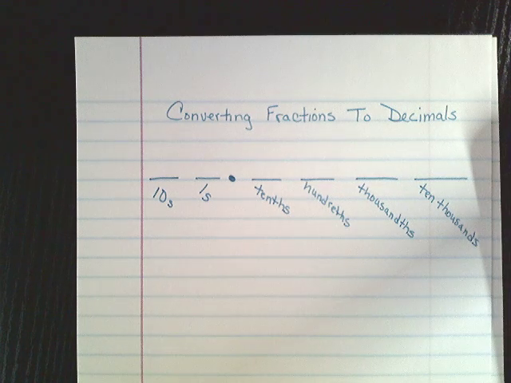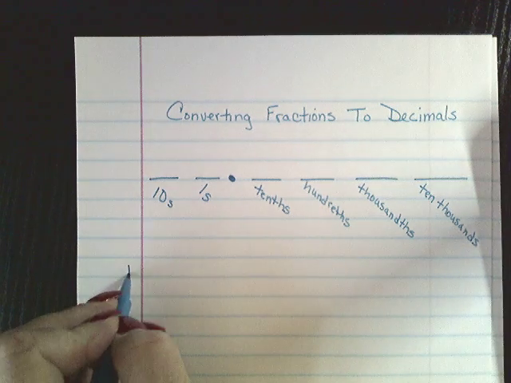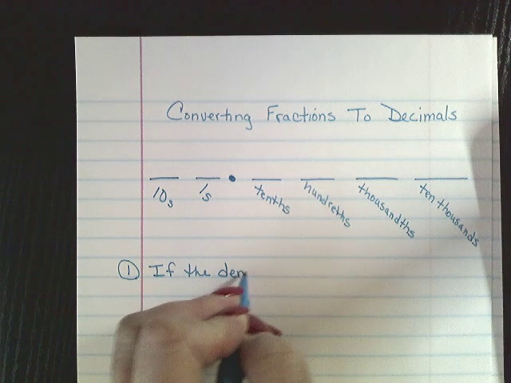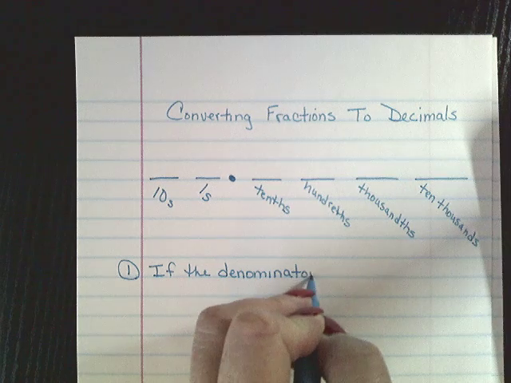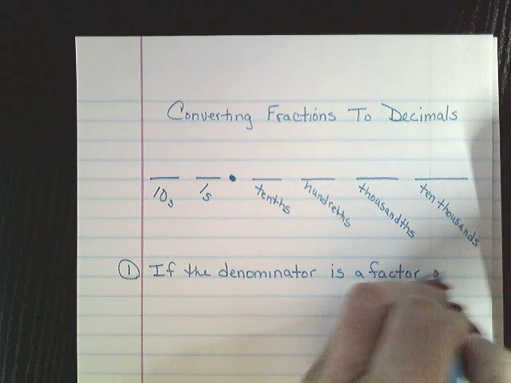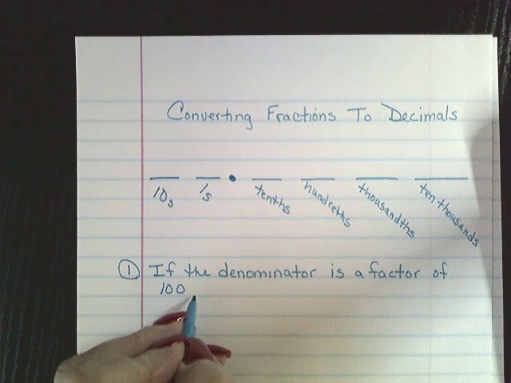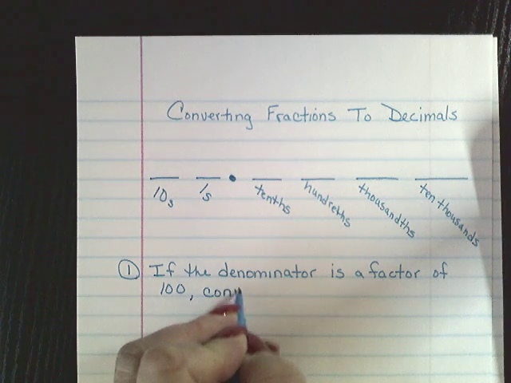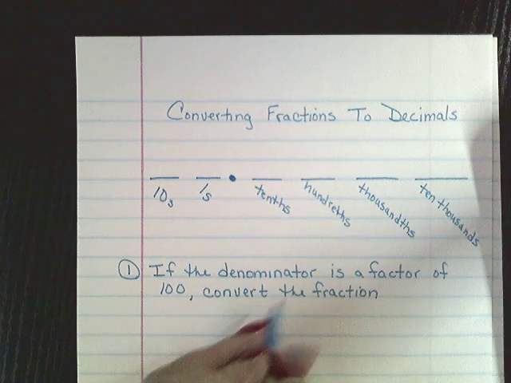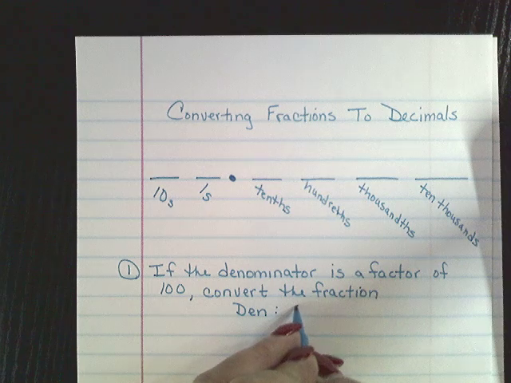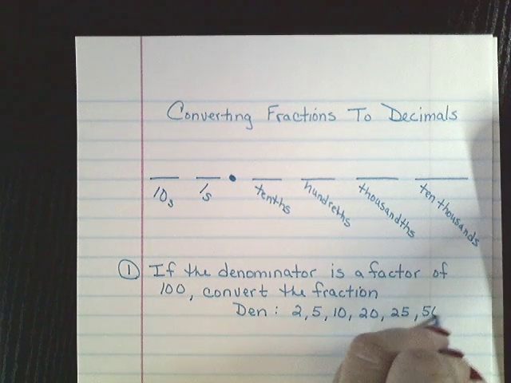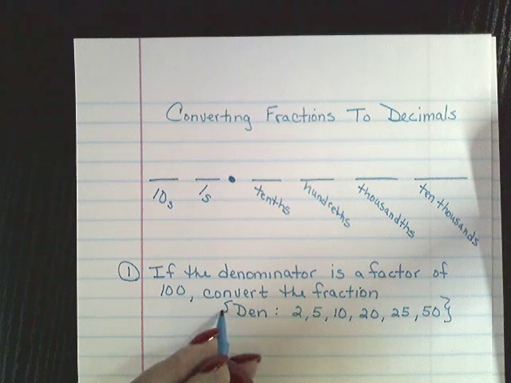All right, there are three strategies to convert fractions to decimals. Now the first one is of course the easiest strategy. If the denominator is a factor of 100, convert the fraction. Now, what do we mean by a factor of 100? That would mean that the denominator has to be a 2, 5, 10, 20, 25, or 50. Those are all factors that evenly go into 100.